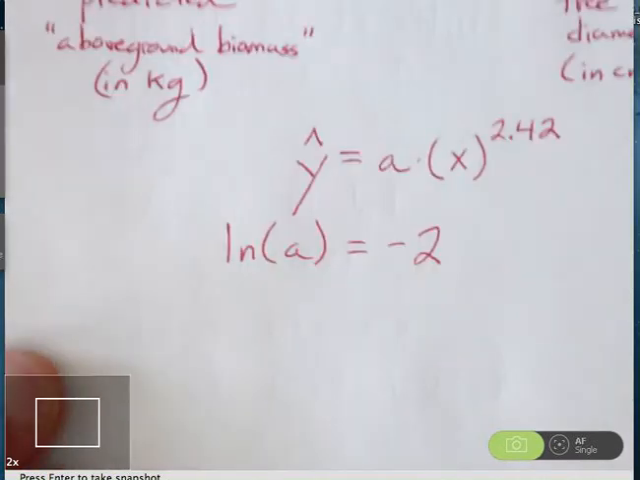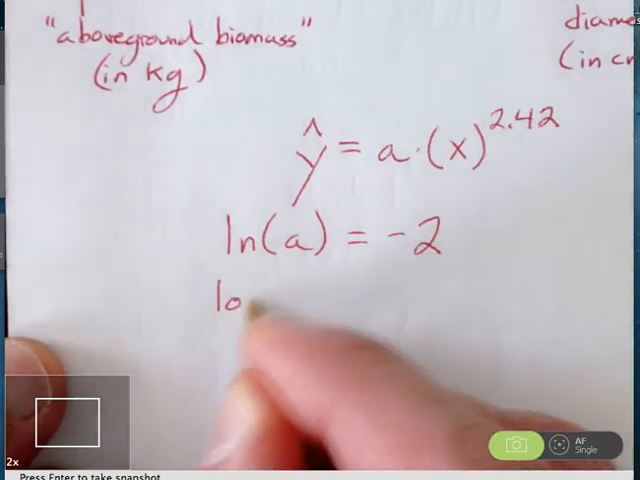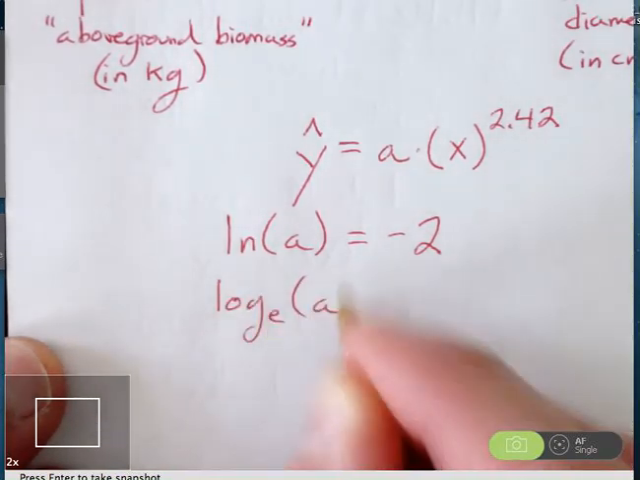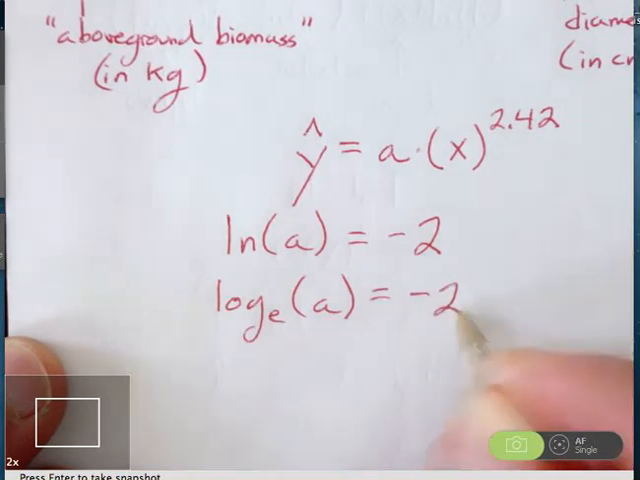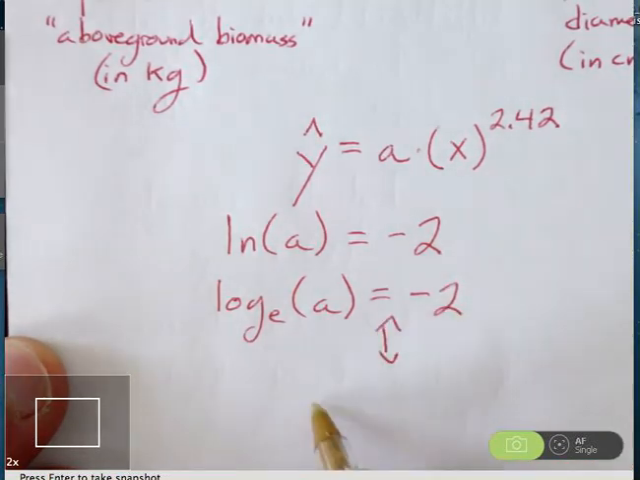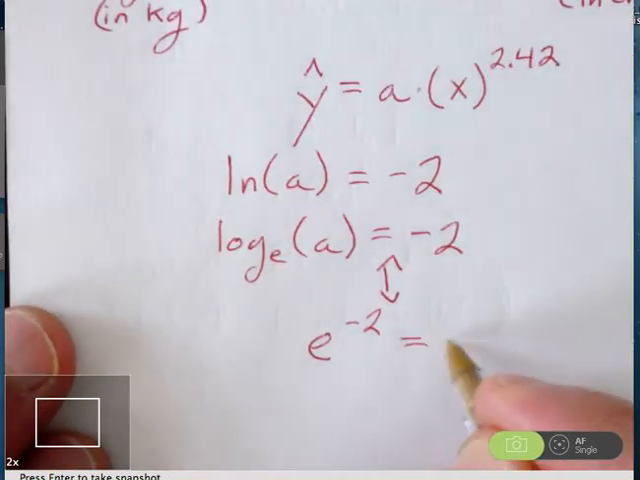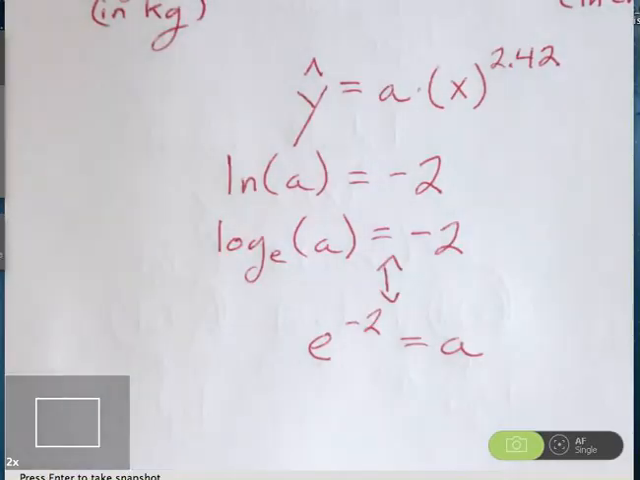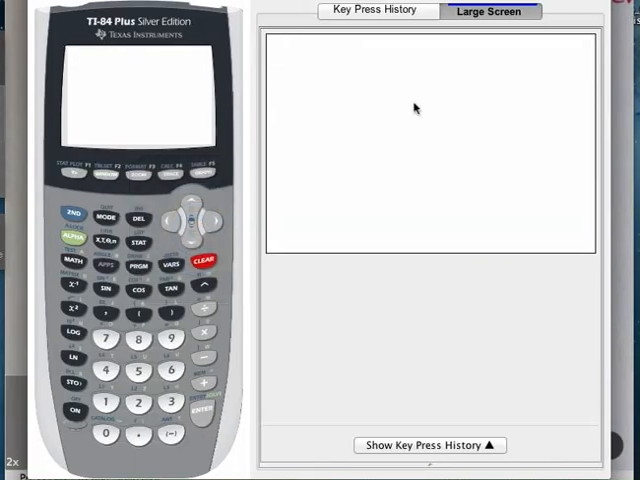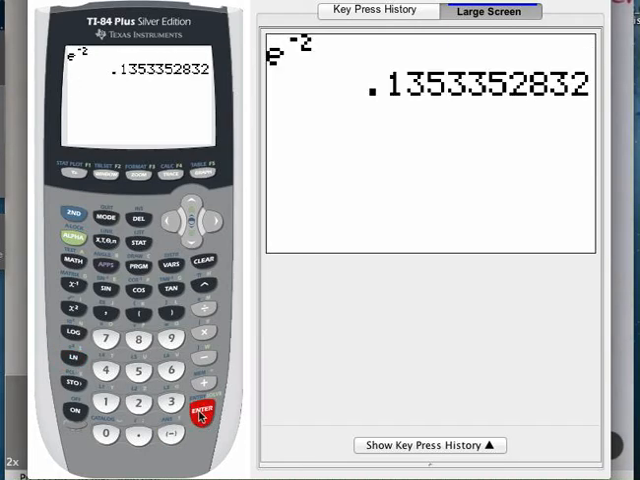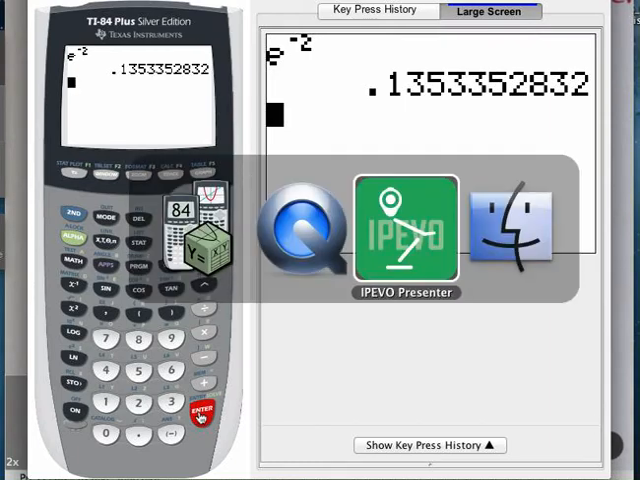So don't forget, a natural log is a log with a base of e, the argument being a, and that equals -2. So if I change the form here, this says that e to the power -2 is equal to a. I can approximate that in my calculator pretty quickly. I'll hit the second button and the natural log button. That will give me e to the power. I'll put in my power of -2, and that will give me, let's call it 0.14. There is my value for my constant a.